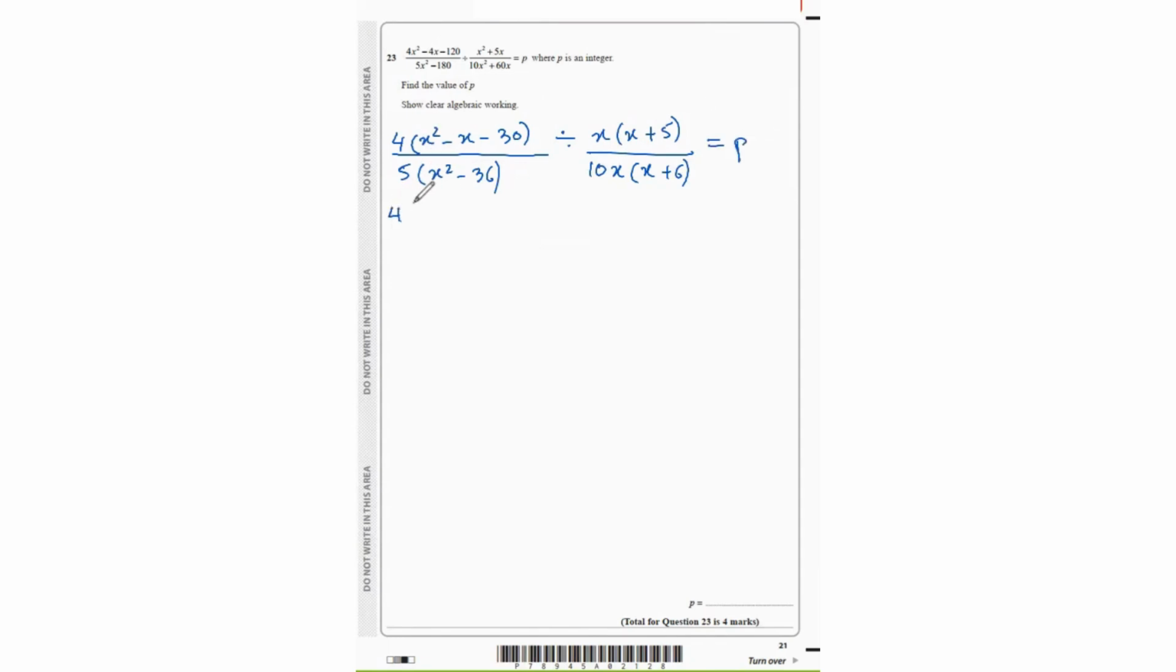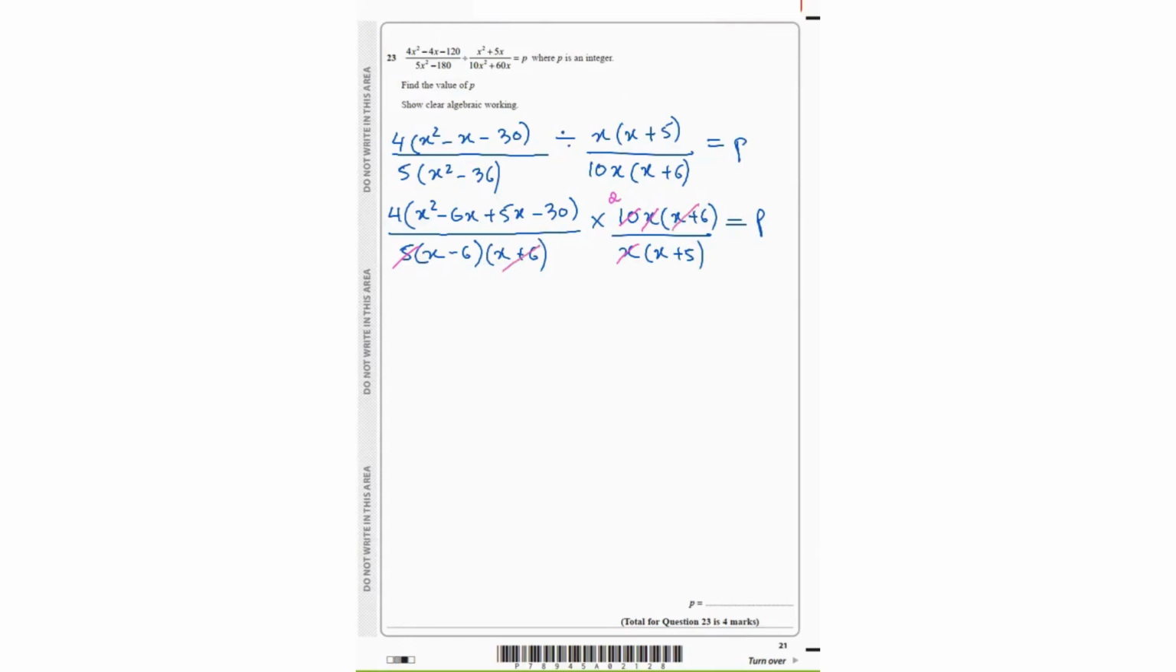If you factorize this, that's going to be x squared minus 6x plus 5x minus 30 over 5 bracket difference of perfect squares. So x minus 6 times x plus 6. Division becomes times, and we take the reciprocal of the second fraction. So 10x times x plus 6 over x bracket x plus 5 equals b. We can cancel out the x. 5 gets cancelled out, 10 becomes 2. X plus 6 gets cancelled out.